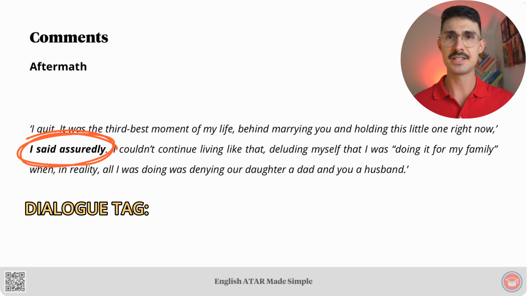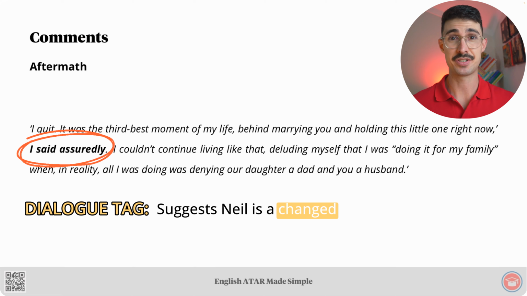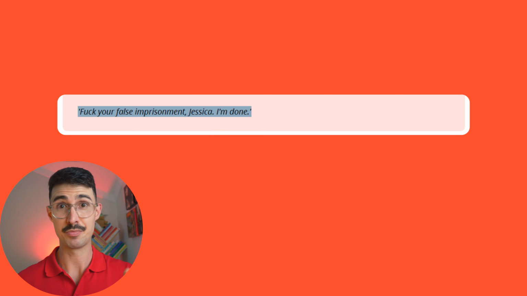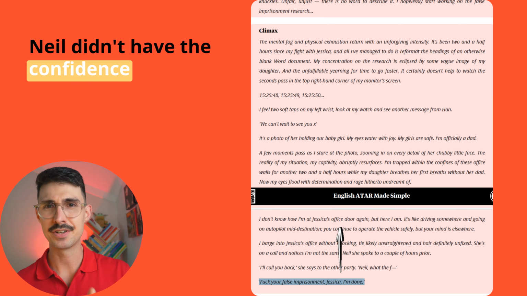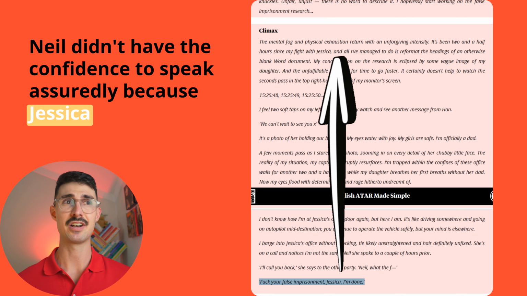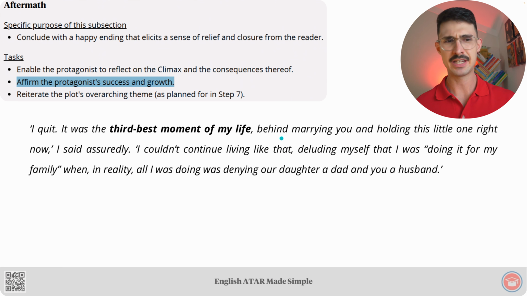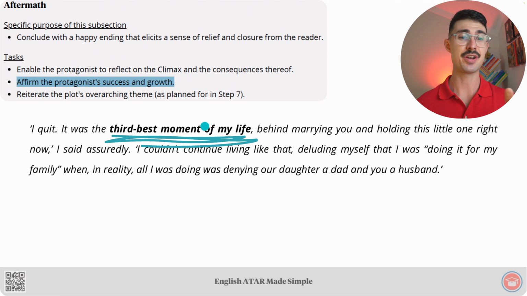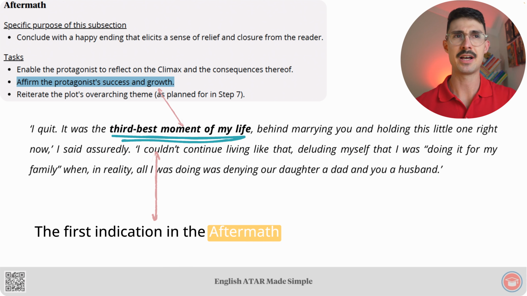Specifically, this dialogue tag, "I said assuredly," suggests Neil is a changed person. Before telling Jessica, his boss, to fuck her false imprisonment, Neil didn't have the confidence to speak assuredly because Jessica controlled him. Neil's confidence in remarking that quitting was the third best moment of his life is the first indication in the aftermath that Neil has grown.